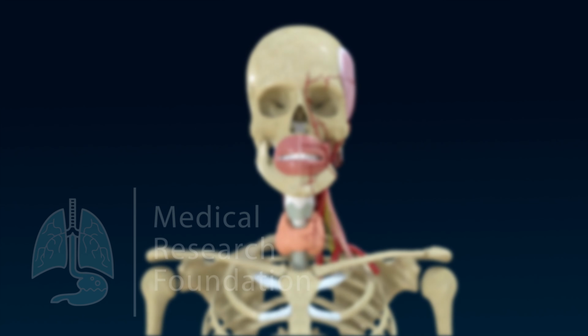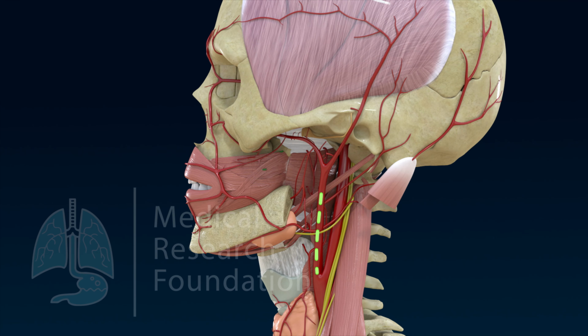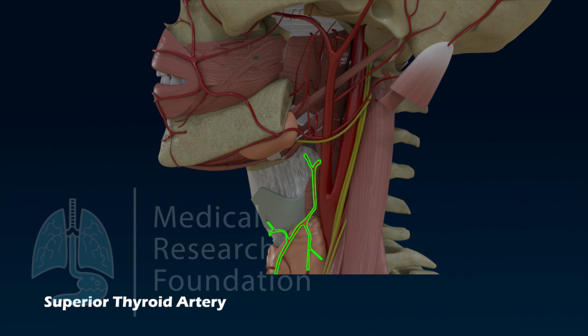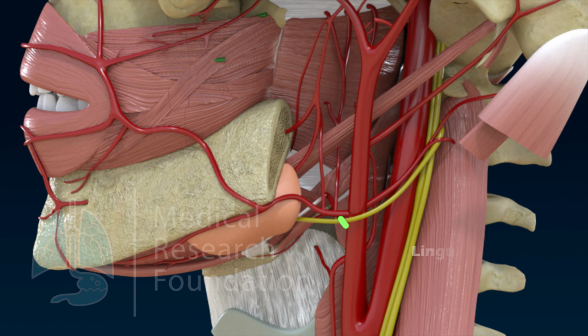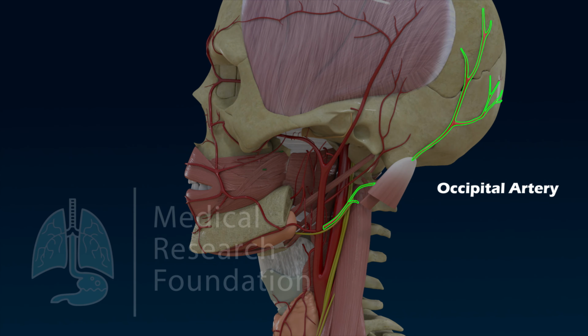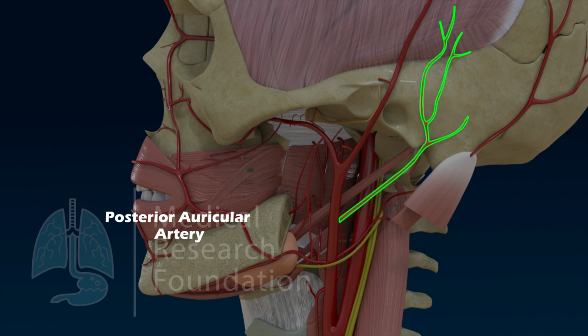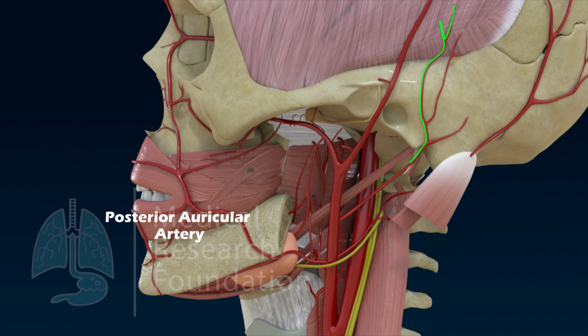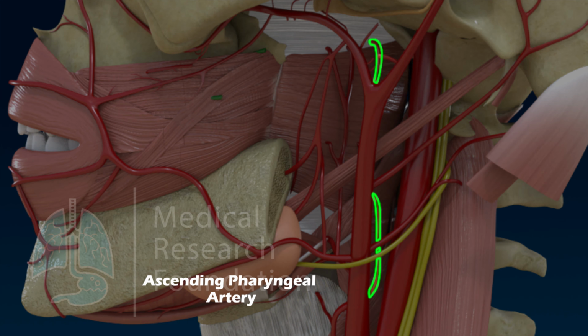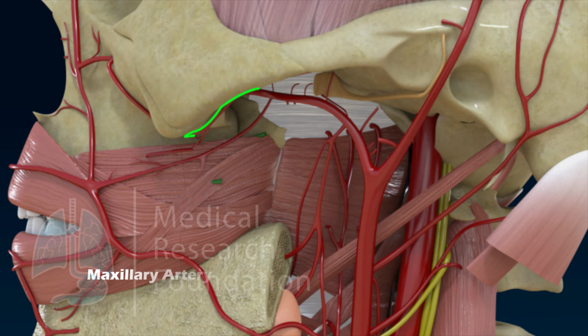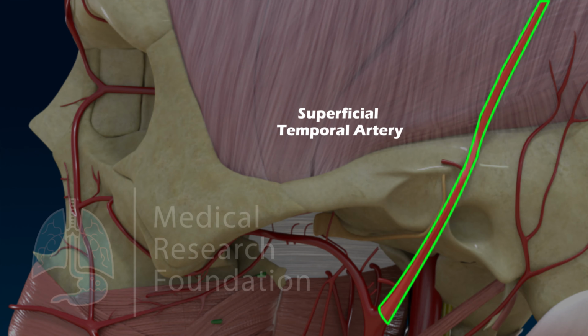Branches: the external carotid artery gives rise to 8 branches as follows: Superior Thyroid Artery, Lingual Artery, Facial Artery, Occipital Artery, Posterior Auricular Artery, Ascending Pharyngeal Artery, Maxillary Artery, Superficial Temporal Artery.